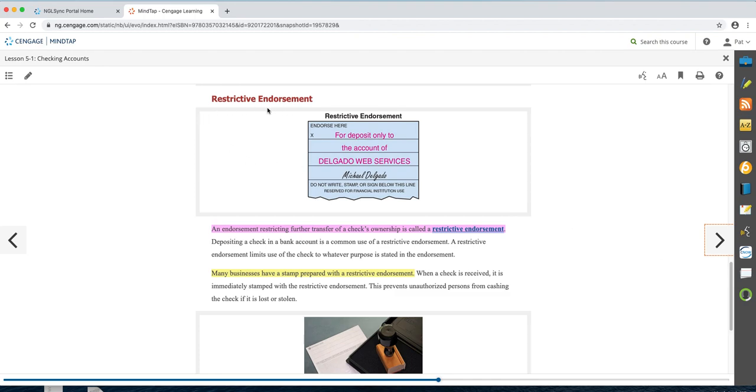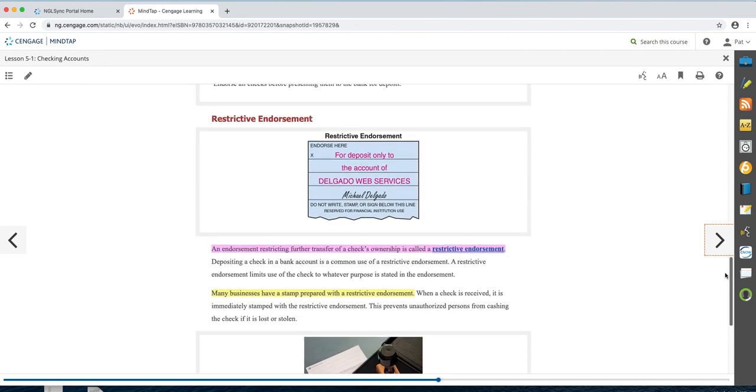The third endorsement is restrictive endorsement. A lot of times it's a stamp you'll see from companies. These are easier to protect. You just stamp it. And it's a way of transferring the ownership that's a little more restrictive. Usually when we stamp this, it'll go just as a deposit straight into the checking account.